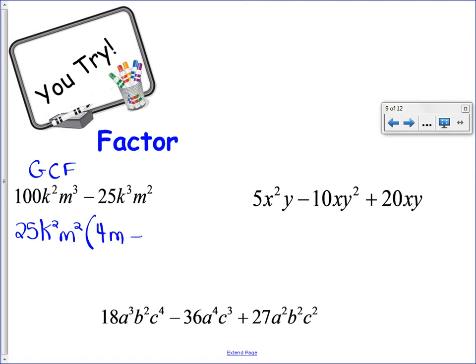4m minus k. Okay, so I'm not showing that middle step. If you don't have to show that middle step, if you can do it outside in your head, that's fine. Laura?